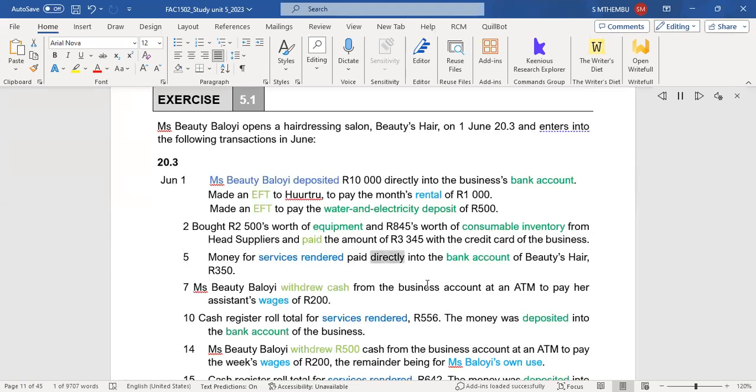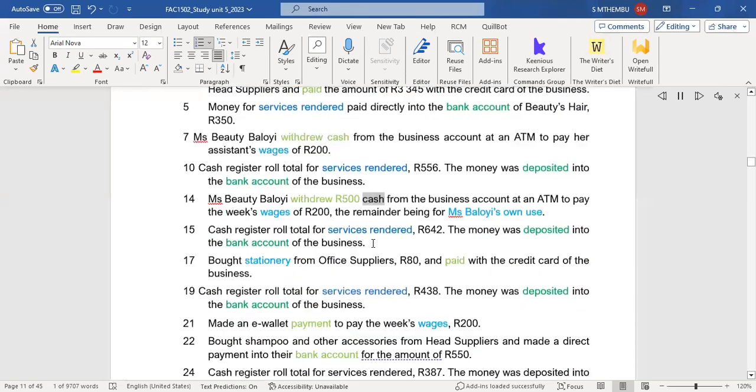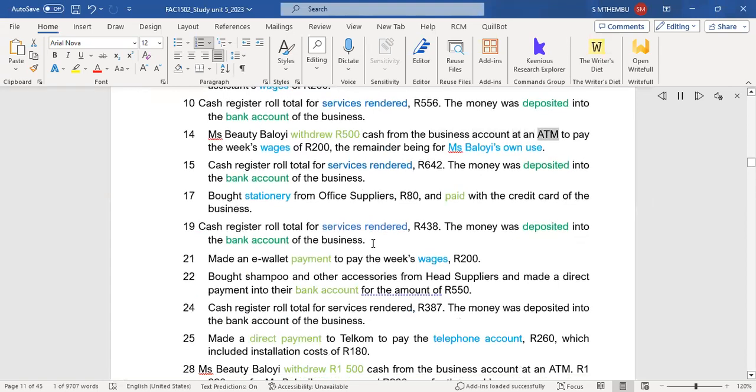5, money for services rendered paid directly into the bank account of Beauty's Hair, R350. 7, Ms. Beauty Beloy withdrew cash from the business account at an ATM to pay her assistant's wages of R200. 10, cash register roll total for services rendered, R556. The money was deposited into the bank account of the business. Ms. Beauty Beloy withdrew R500 cash from the business account at an ATM to pay the week's wages of R200, the remainder being for Ms. Beloy's own use.